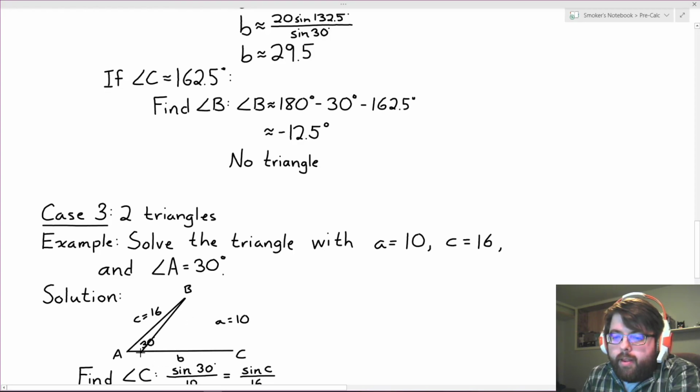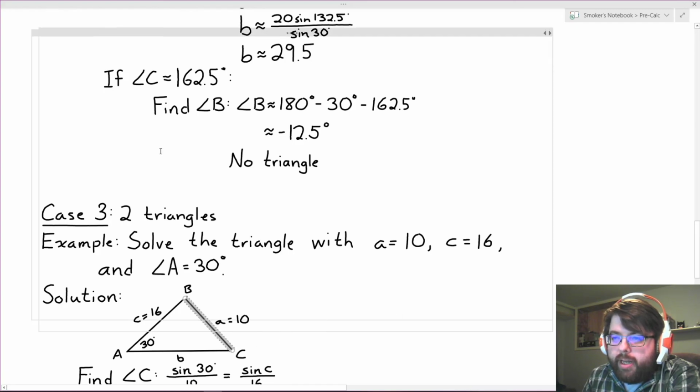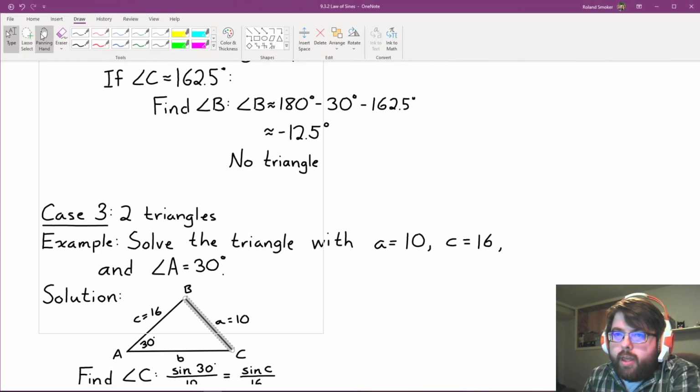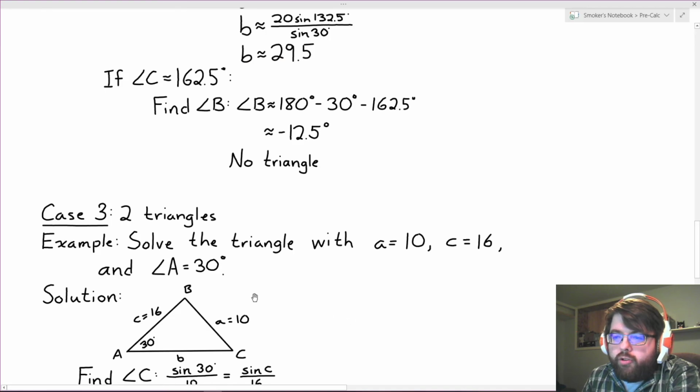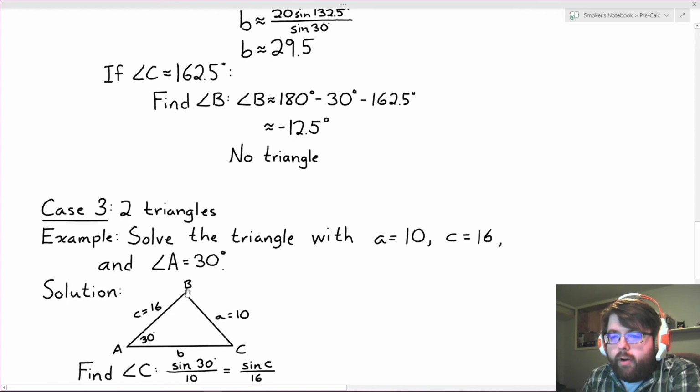So it's going to be able to hit twice, and that's the problem. It creates two triangles, and we're going to have to solve it for both those triangles. What's going to change? There's going to be three things that are different for both those triangles. The things that aren't going to change are the three things that are given.